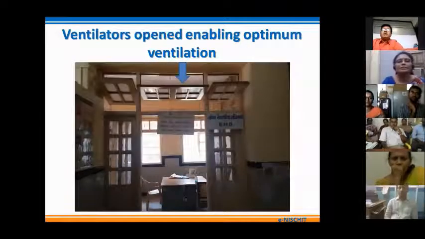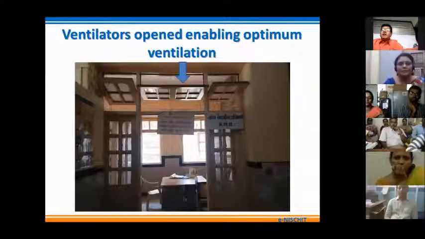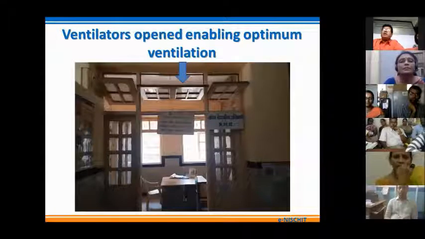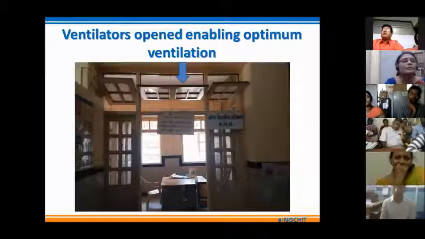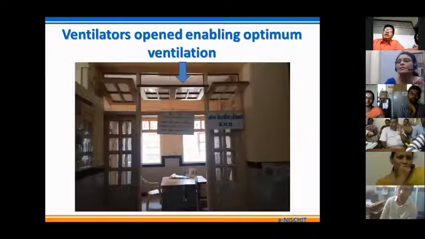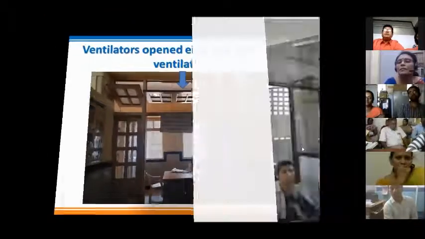The same example here, the windows and the ventilators are now open. So the moment the healthcare workers come to know that this is for our good, then they immediately try to implement this. So before our assessment is over, we have many times seen that the things get implemented fast. Next slide, please.